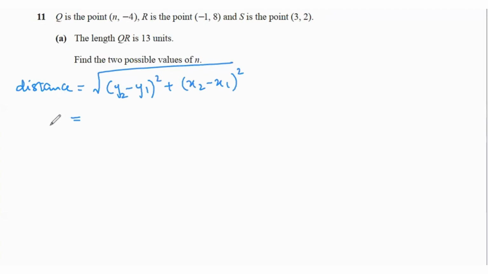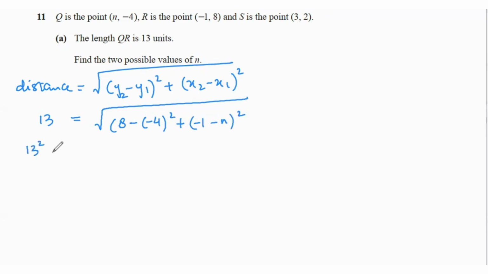Distance is given as 13, and we're trying to find the distance of QR. So (8 minus -4) whole squared plus (-1 minus n) whole squared. Remove the root, so 13 gets squared. 8 minus -4 is 8 plus 4, which is 12 squared, plus (-1 minus n) squared. So that's 169 equals 144 plus (-1 minus n) squared.